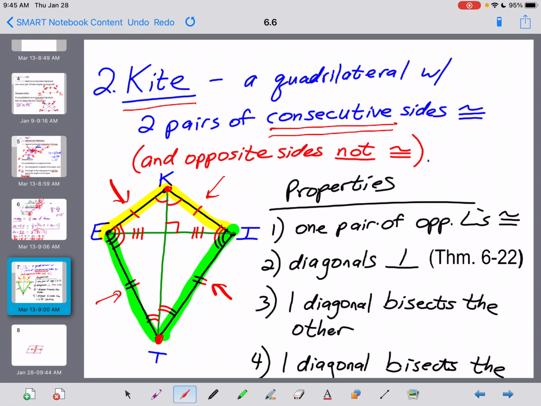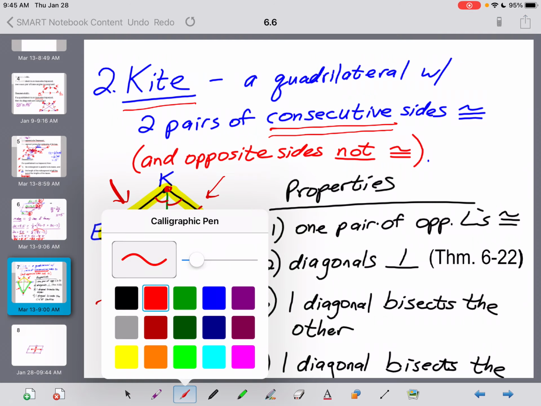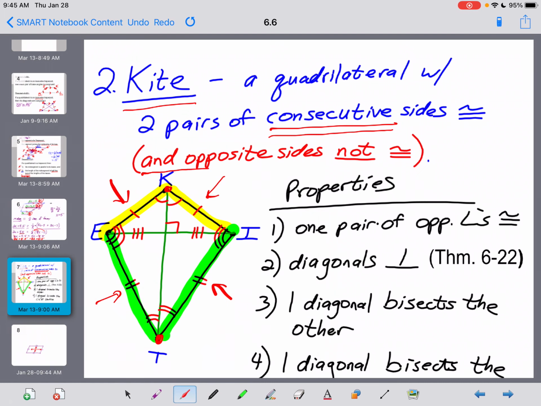So that is what a kite looks like, everybody. And if you were to ask a little kid, maybe a second grader, what does a kite look like? This is the shape they would normally draw. So it's one of those things you probably knew even before you formally defined it. Okay, so that's what we're saying about a kite, everybody. It's a quadrilateral with two pairs of consecutive sides congruent and opposite sides not congruent. All right, KI in this figure is not congruent to ET. KE is not congruent to IT. So that is the definition of a kite, everybody.